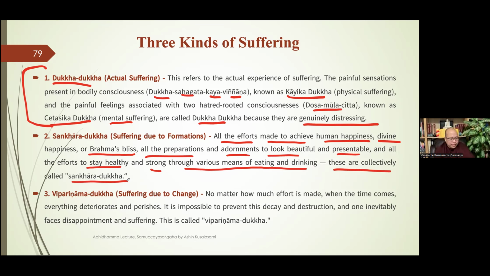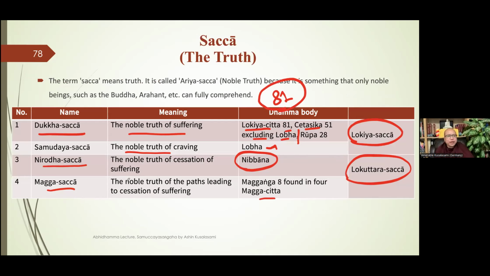You have to compare it to nibbana. In nibbana, there is nothing to do. After the attainment of nibbana, you don't need to do anything. It is completely free from dukkha.